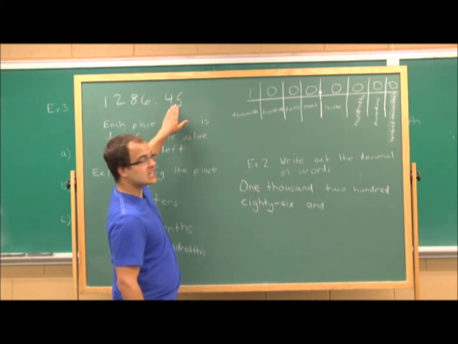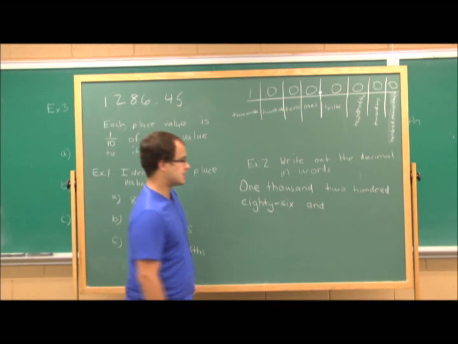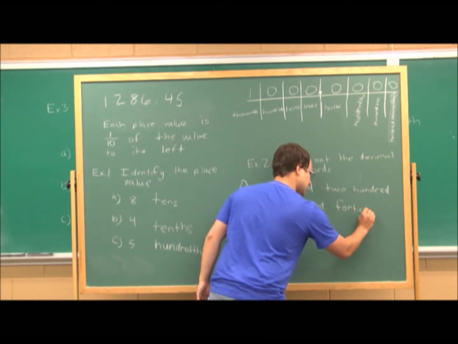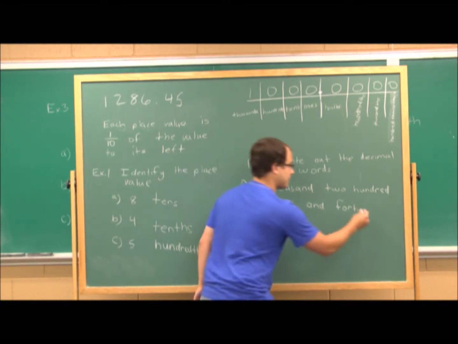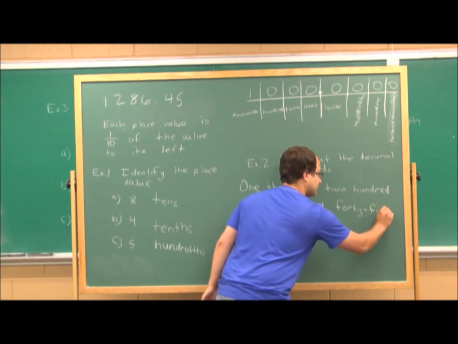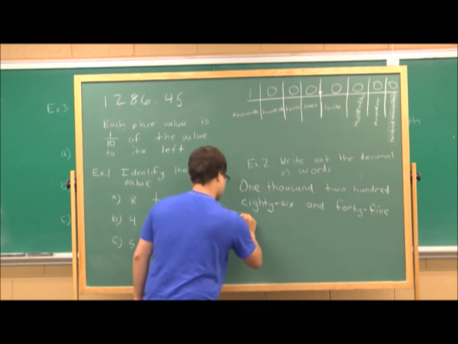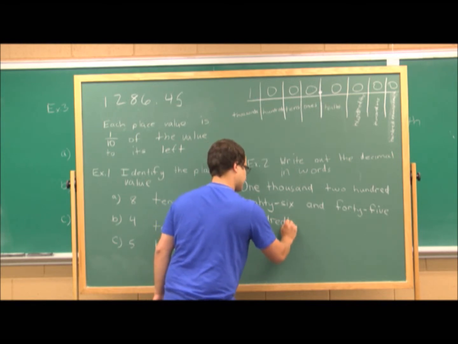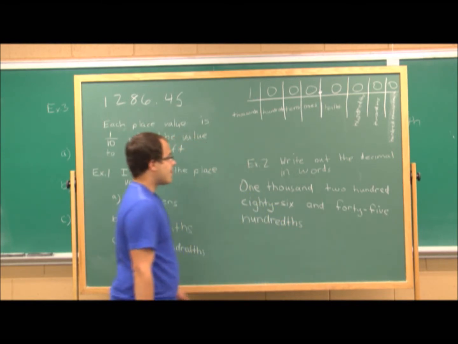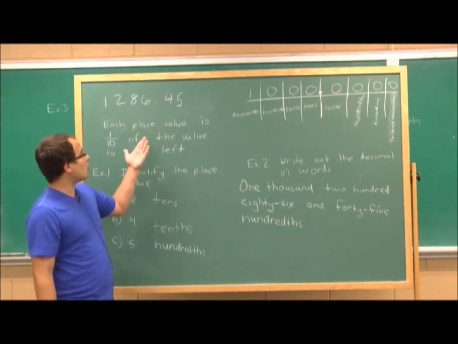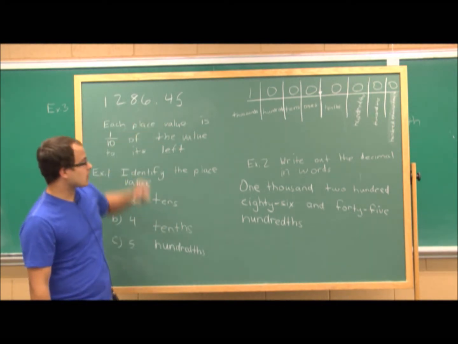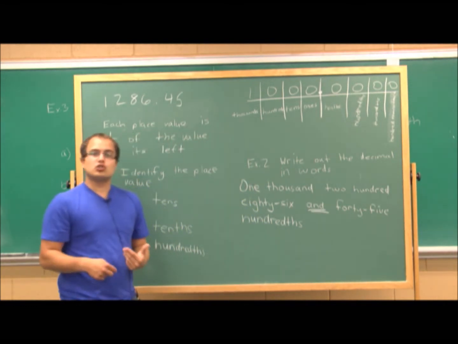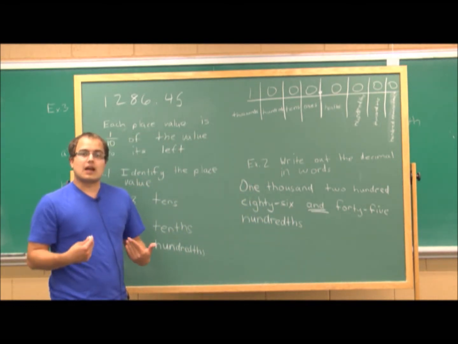Then we have 4,500ths. Again, ends in ty, so hyphen. 4,500ths. And that is how you write a decimal out in words. Do not forget a decimal is represented by the word and. That's the only time you'll use and when writing a number out in words.